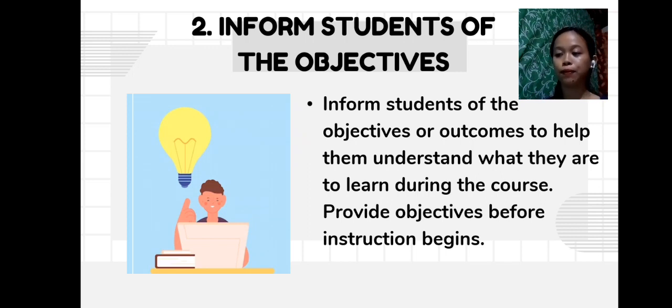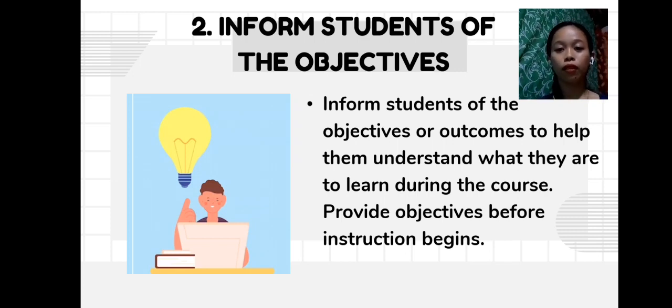And second is inform students of the objectives. It means that we need to inform students of the objectives or outcomes to help them understand what they are to learn during the course. Provide objectives before instruction begins. In this second event, we need to clearly state the learning objectives or goals of the lesson, because it can help learners understand what they are expected to achieve by the end of the instruction. It is important to introduce to them the objectives for them to know what goal we need to achieve.